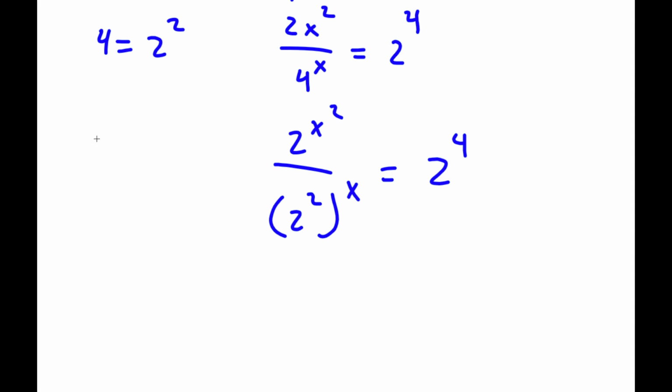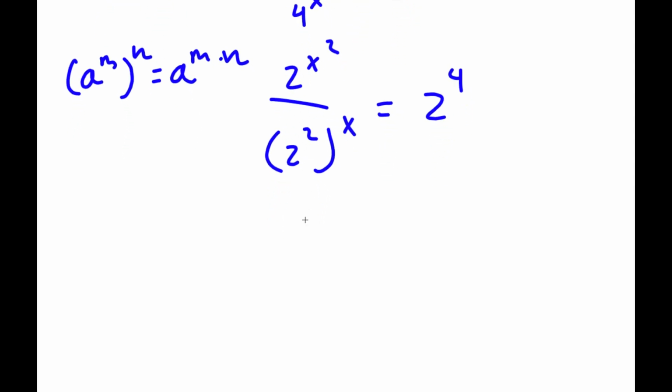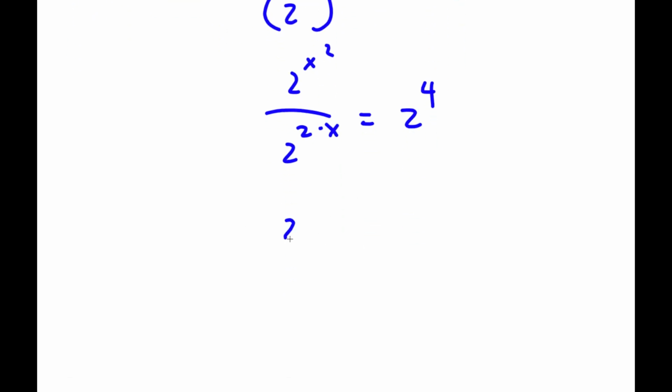Now, if I have something in the form a to the power of m to the power of n, this is equal to a to the power of m times n. So 2 to the power of 2 to the power of x, that's going to equal 2 to the power of 2 times x. And 2 times x is 2x, so now I have 2 to the power of x squared over 2 to the power of 2x is equal to 2 to the power of 4. And now, as you see, all my bases here are 2. So now this actually makes it much easier to solve.